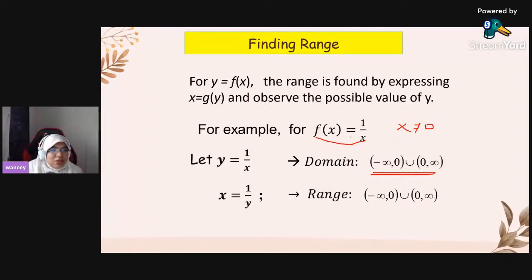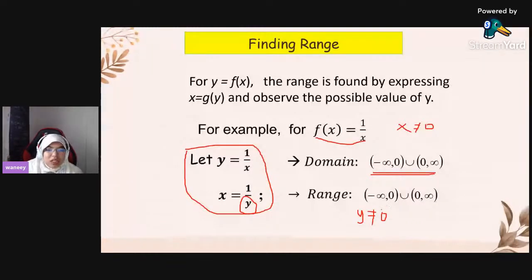Meanwhile, for the range, you are going to rearrange it. So you let y equal to 1 over x. And then making x the subject, you have 1 over y. Again, this is reciprocal. You should never let your denominator equal 0. So y cannot be equal to 0. So the range will be negative infinity until 0, 0 until infinity. This is one of the easiest ways to find your domain and range.